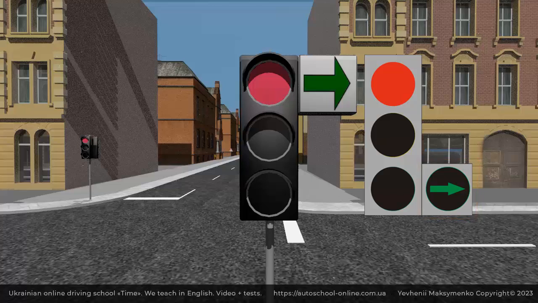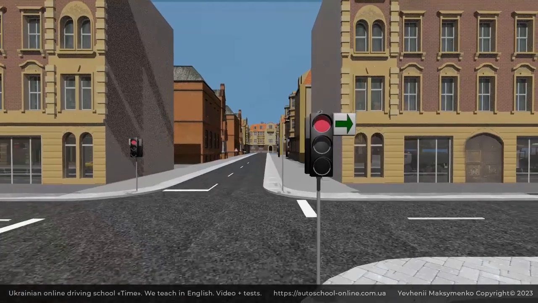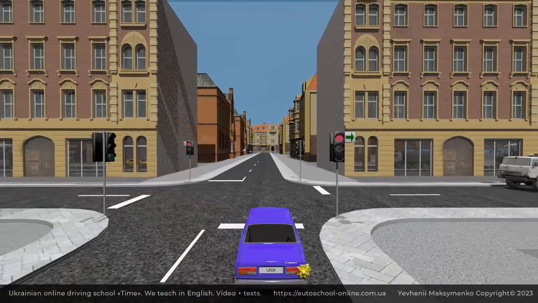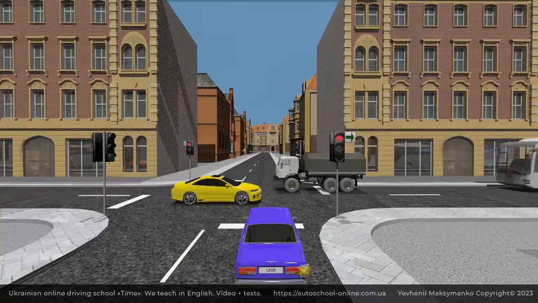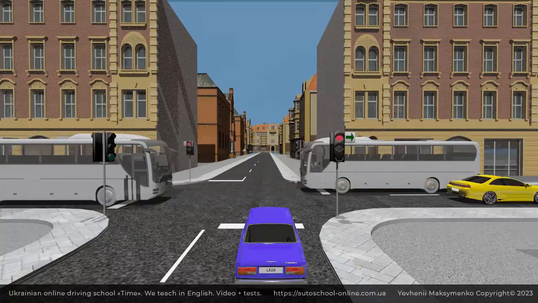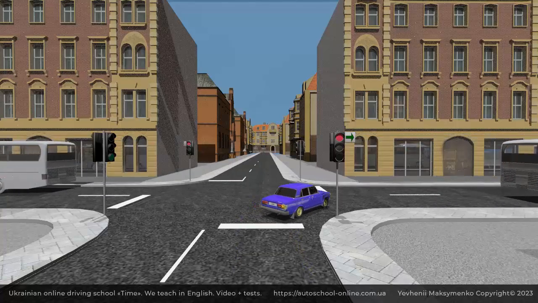If a green light on a white background is used, traffic is allowed to move in the direction of the light at all times. It is the fundamental difference between them. Therefore, the driver of a blue car in the given situation is entitled to turn right at the green arrow and the red traffic light, previously allowing other road users to pass.